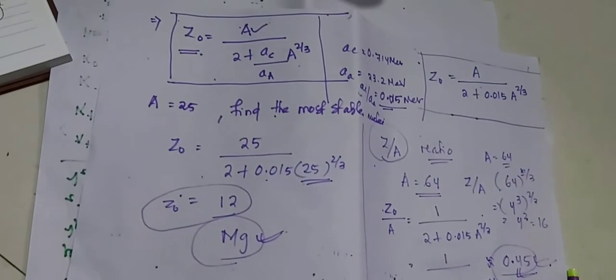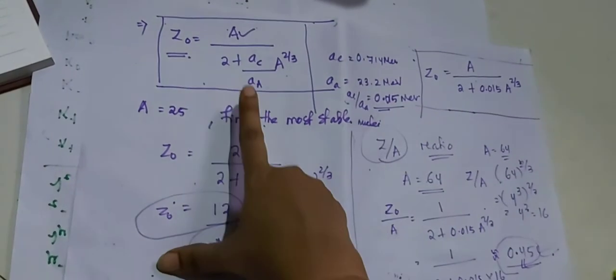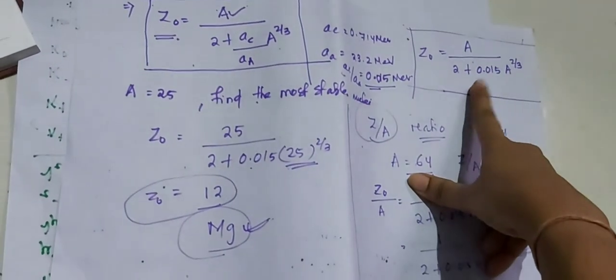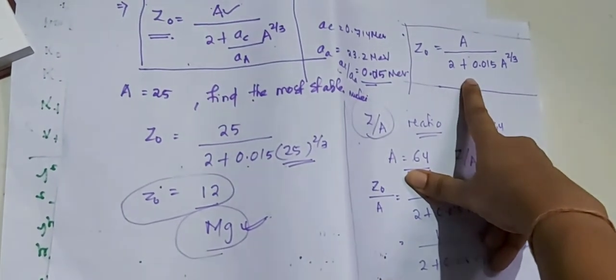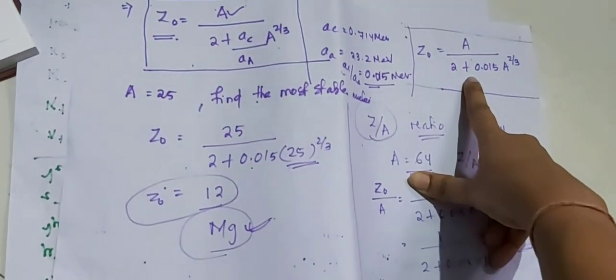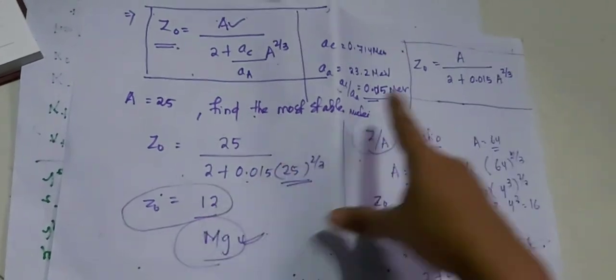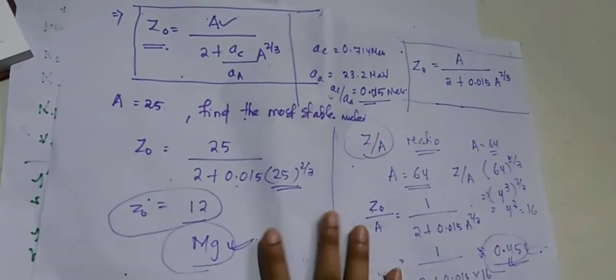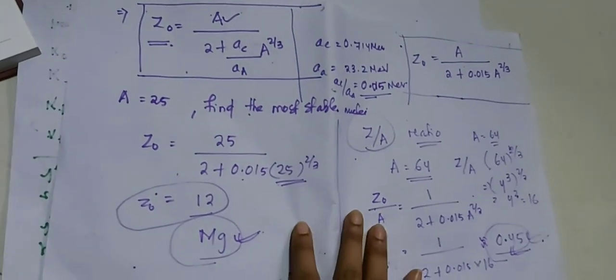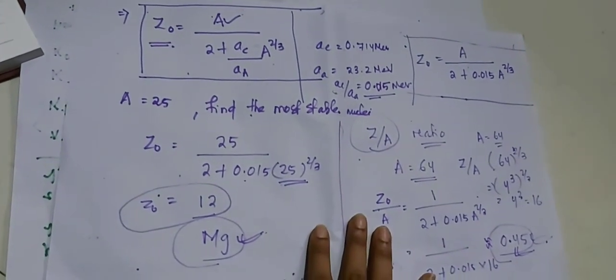So you can approach these questions if you remember only this formula, A by 2 plus this one. Remembering this formula is easy, so using this formula you can find out the most stable nuclei, and there will be questions on the Z by A ratio. These two types of questions are coming in the CSIR NET questions.